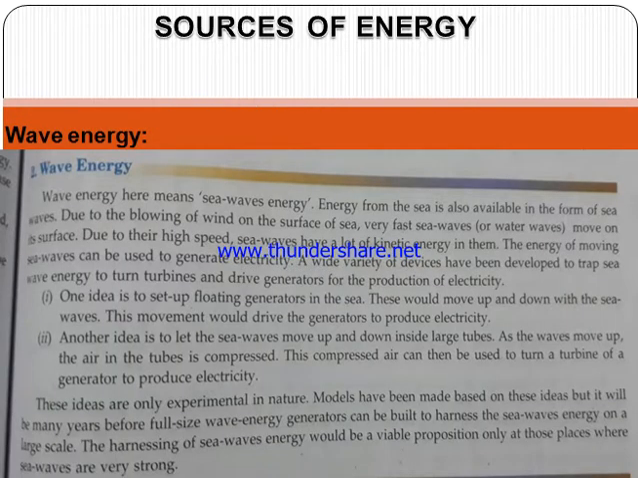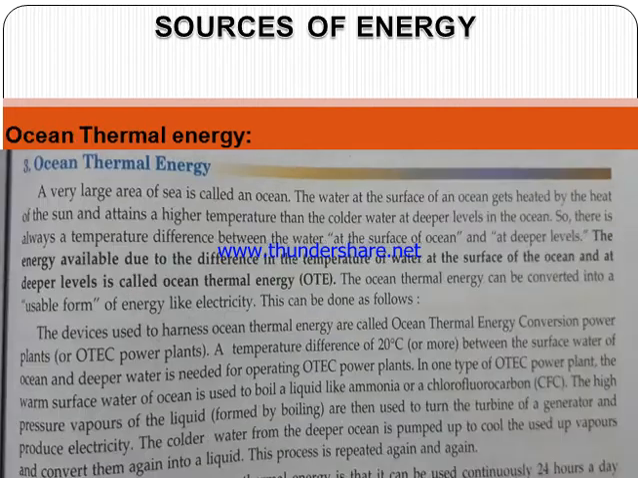Next is wave energy. Waves means the sea waves. The energy from the sea is also available in the form of sea waves. When the wind blows over the surface of the sea, very fast sea waves move on the surface. Due to their high speed, sea waves have a lot of kinetic energy, and these waves can be used to generate electricity. One idea is to set up floating generators in the sea which will move up and down with the sea waves. Another idea is to let the sea waves move up inside large tubes. As the waves move up, the air is compressed and the air can be used to move the turbines. Again, it cannot be used in large amounts. It can be used to make models.